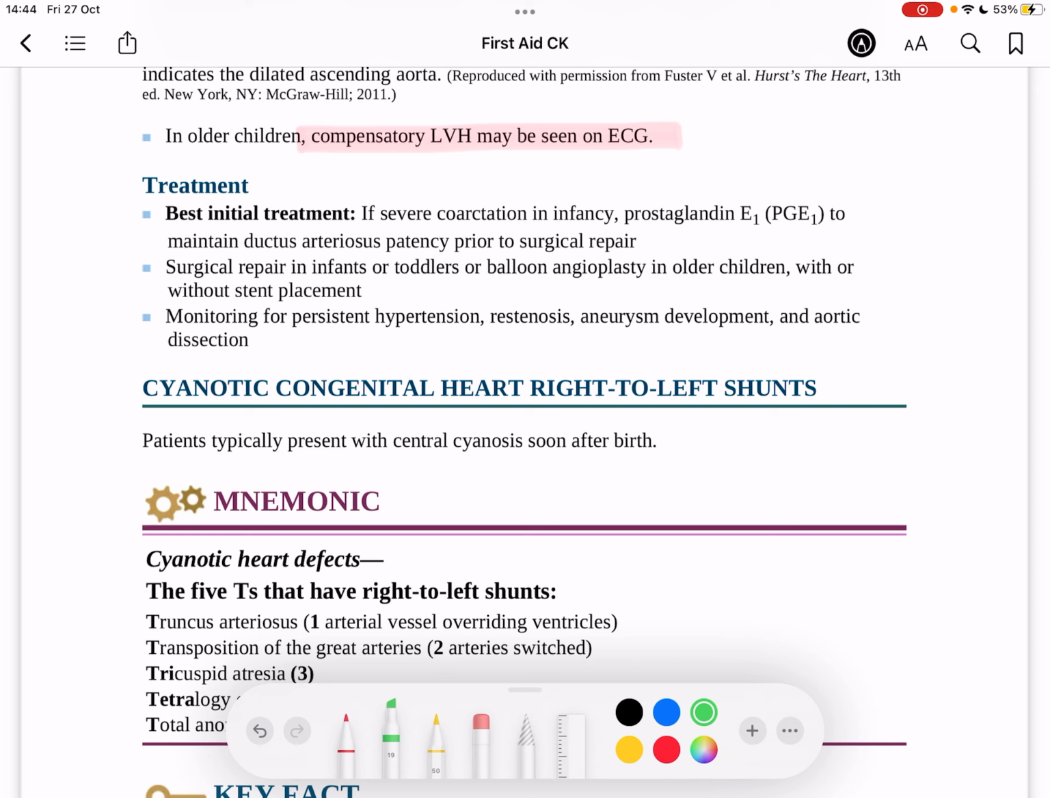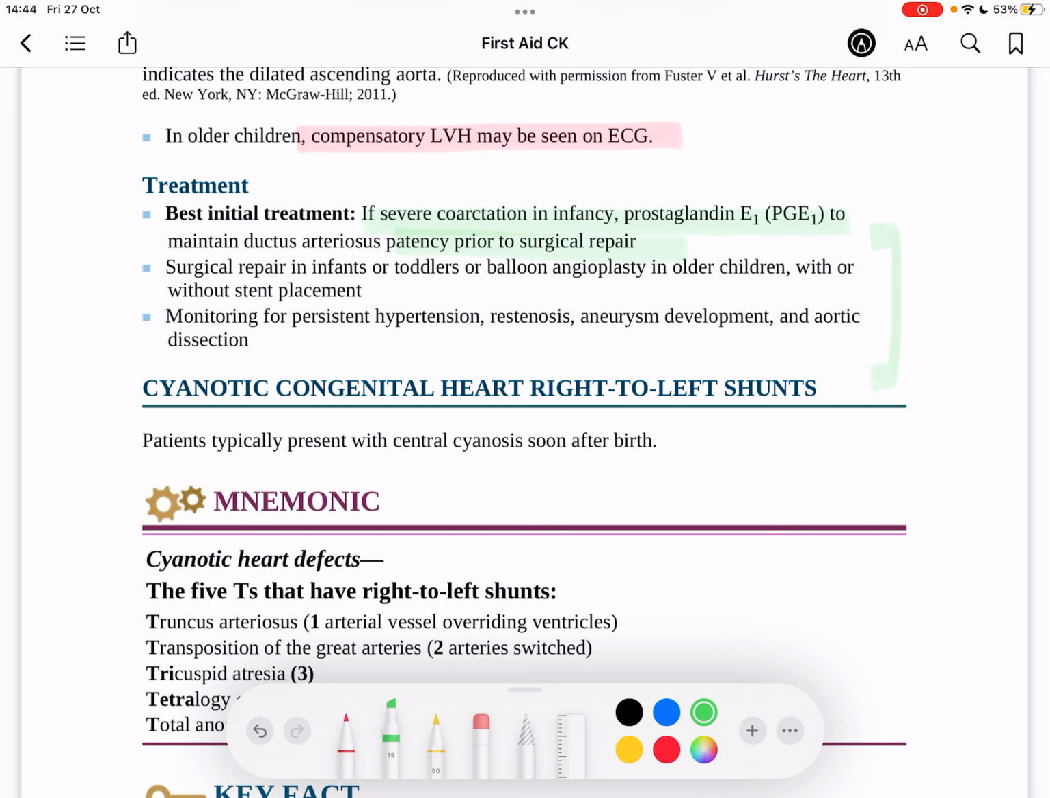In terms of treatment, the best initial treatment if severe coarction in infancy, i.e. my pre-ductal coarction, we're going to be giving prostaglandin. Why? That's going to keep my ductus arteriosus patent, and it's going to allow blood to still get past and bypass the coarction. Okay? And that's only to wait until you can do surgical repair. Surgical repair in infants and toddlers or balloon angioplasty in older children can be done. This is for the cases of post-ductus arteriosus coarction.